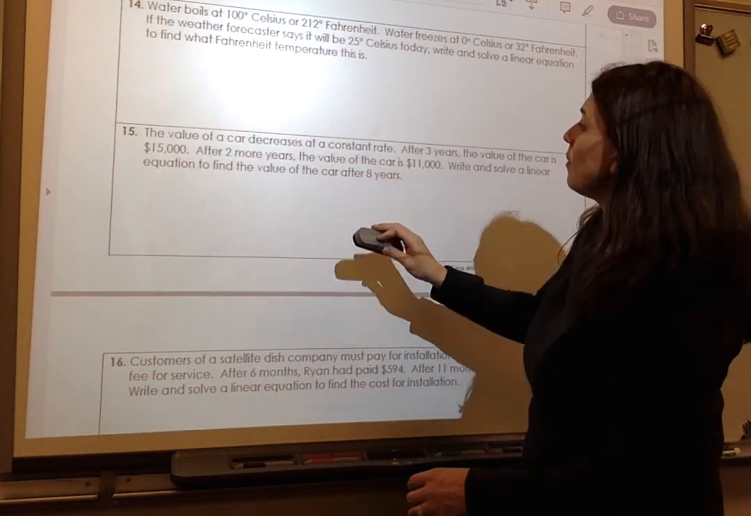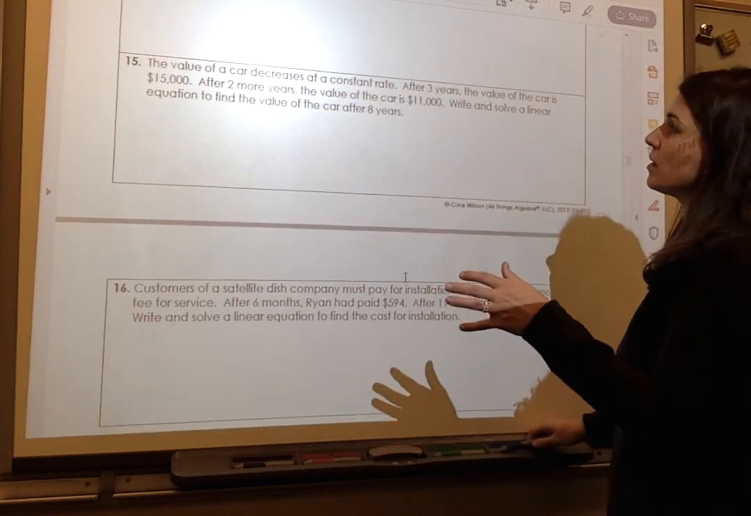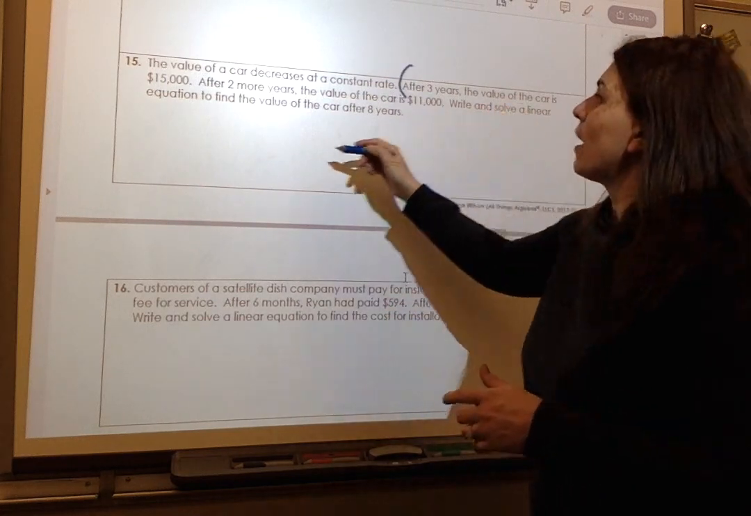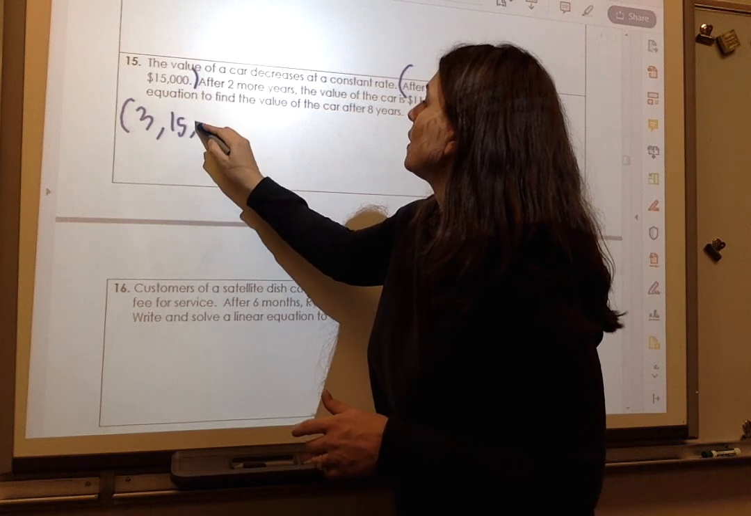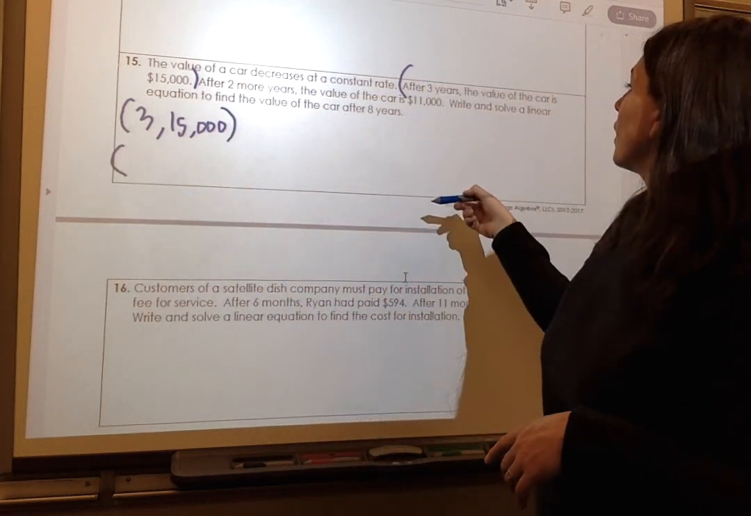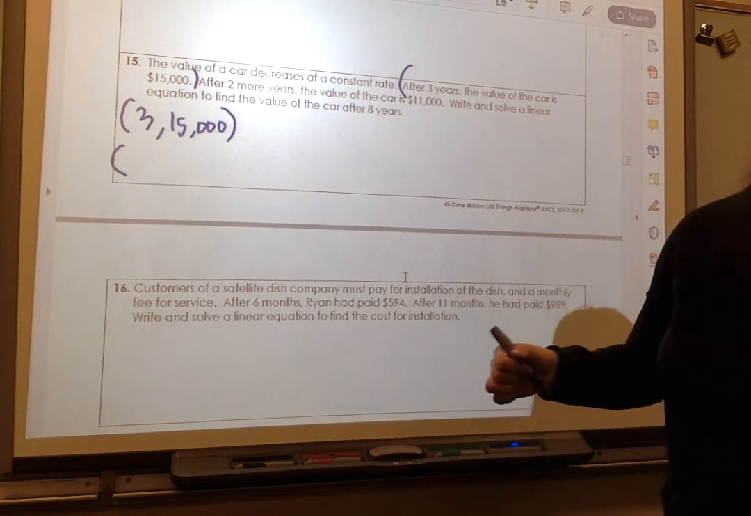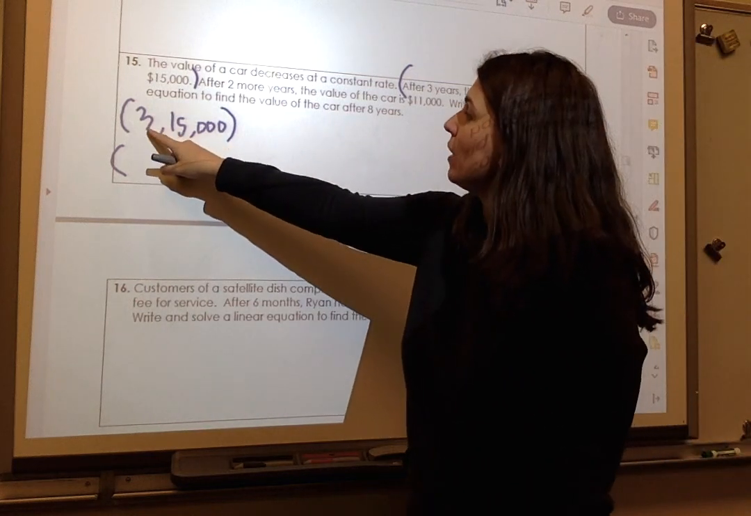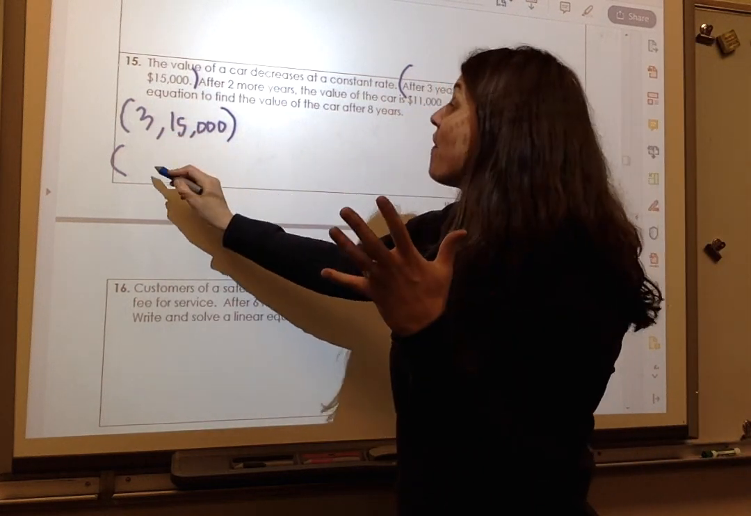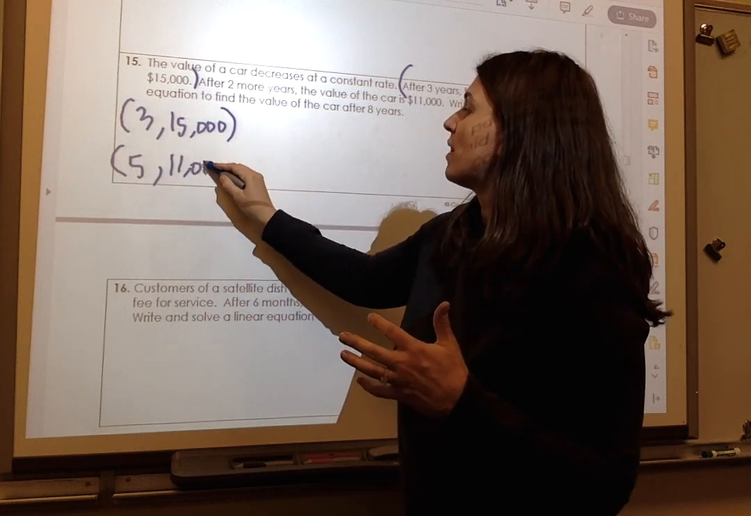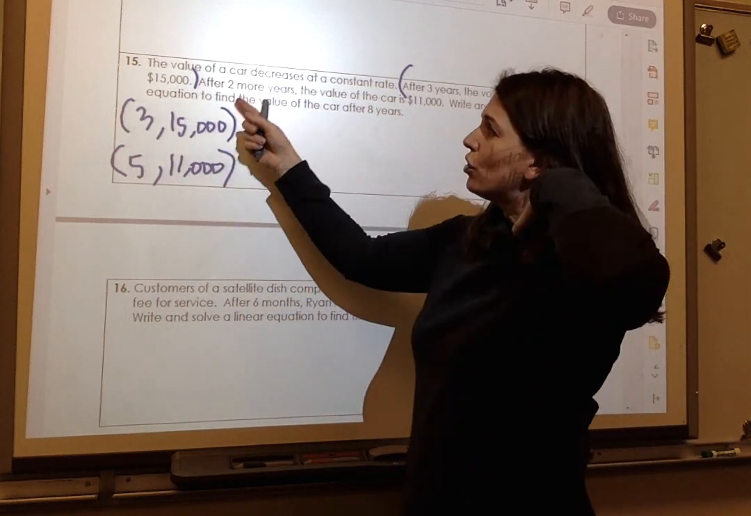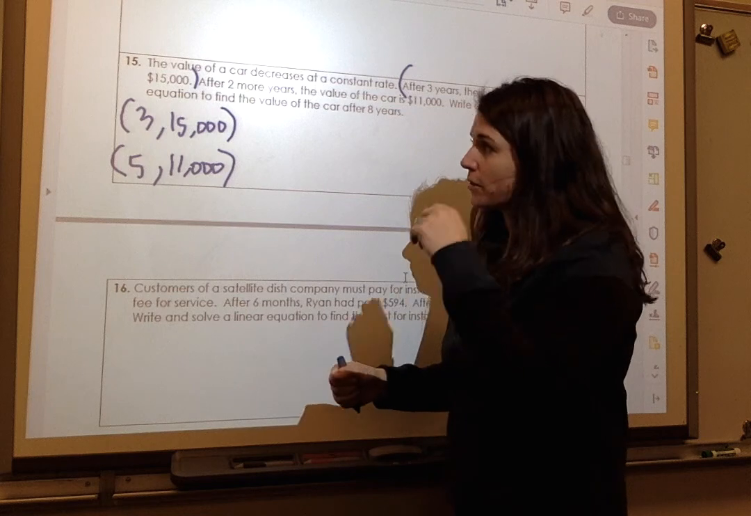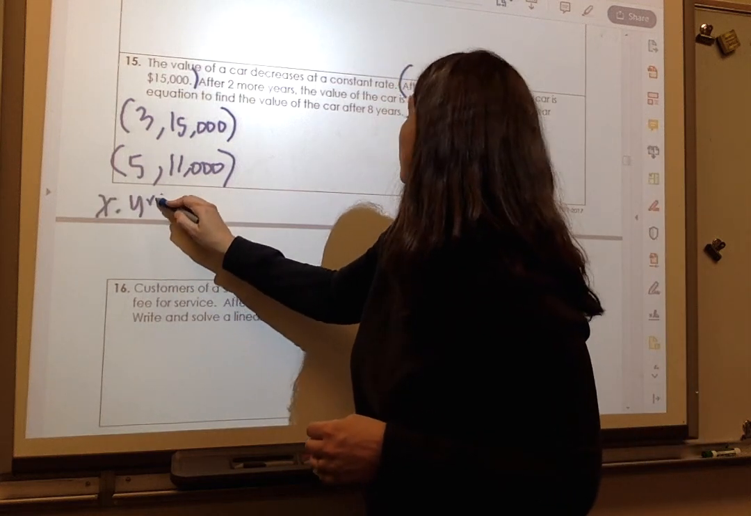I'm just going to give you the information for 15 so you can see. The value of a car decreases at a constant rate. After 3 years, it's 15,000. And after 2 more years, the value of the car is 11,000. So now be careful because it's after 2 more years. So 3 years, it's 15,000. After 2 more years, which would be a total of 5 years, it's 11,000. So that one, it's just not clear cut. But after 2 more years, you can see 2 more years is going to be 5 years. So at 3 years, it's 15,000. 5 years, it's 11,000. So X stands for years.